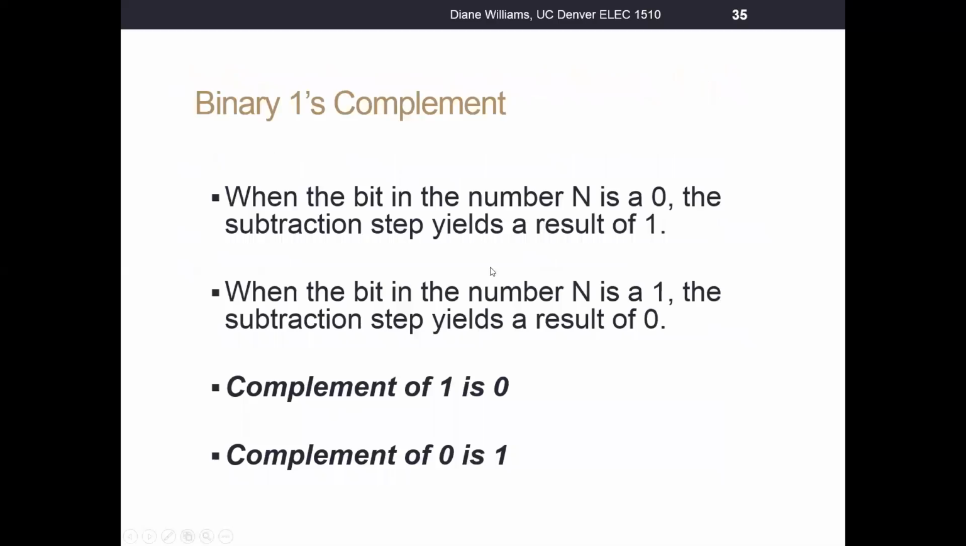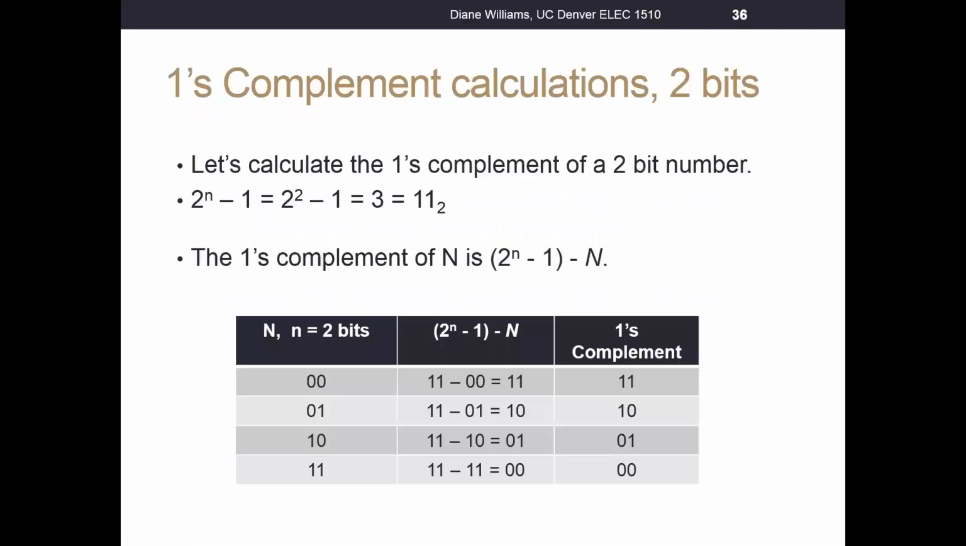All right. And this just sums it up, right? When the bit in the number is 0, the subtraction step yields a result of 1. When the bit in the number n is a 1, the subtraction step yielded a result of 0. So the complement of 1 is 0 and the complement of 0 is 1. Important concepts. We'll actually have a logic gate that forms complements for us. It doesn't need to do all those subtractions. All right, so we'll have a very simple circuit eventually when we learn about those circuits. For right now, remember the complement of 1 is 0, complement of 0 is 1. Right? It's the opposite.